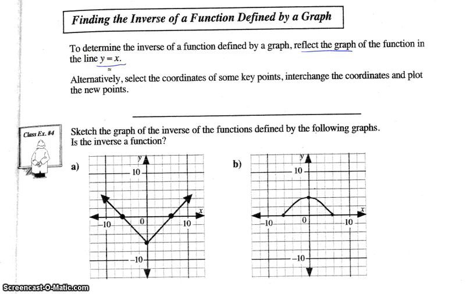So it says alternatively, though, you can select the coordinates of some key points, interchange the coordinates, switch x and y in other words, and plot new points, which really is what we did with ordered pairs, right? Except we didn't have the graph. We took the ordered pairs, switched x and y. So I actually prefer that method because sometimes it gets a little tricky on exactly where it would be if you're reflecting over that line. So we're going to do that. Sketch the graph, the inverse. Okay, is the inverse a function?